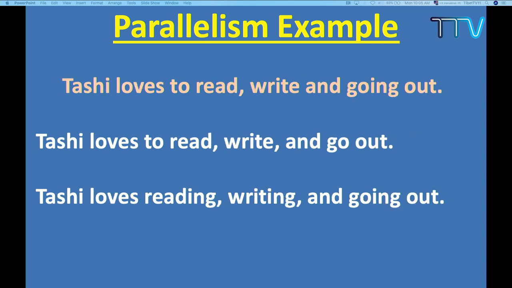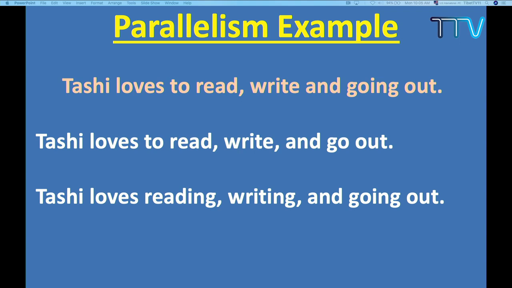The second one: Tashi loves to read, write, and going out. If you look at the first one, Tashi loves to read, I have used the infinitive: to read, to write. And instead of writing to go out, I have used the ing form, the gerund. So Tashi loves to read, write, and going out. It looks like there isn't any mistake, but that is a mistake.